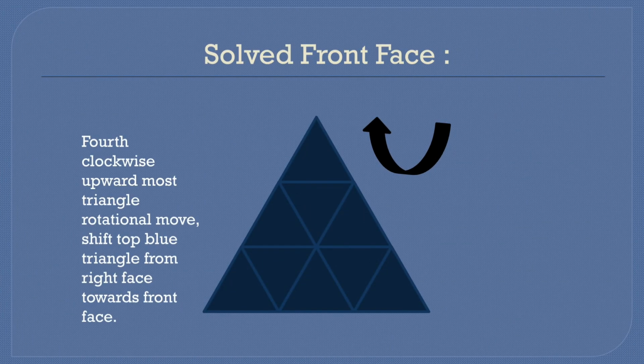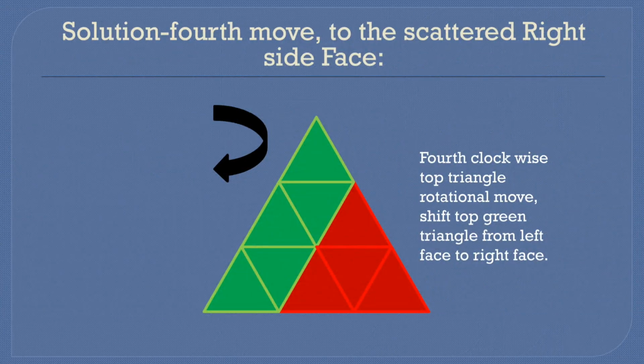The fourth clockwise upward rotational move shifts the top blue triangle from the right face toward the front face, completing the solved front face. For the fourth clockwise top triangle rotational move, the top green triangle is shifted from the left face to the right face.